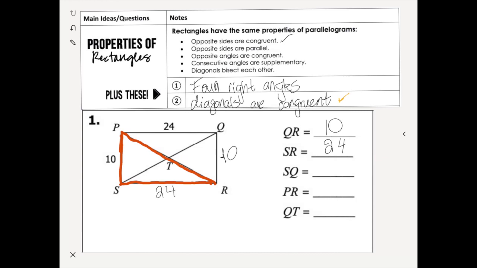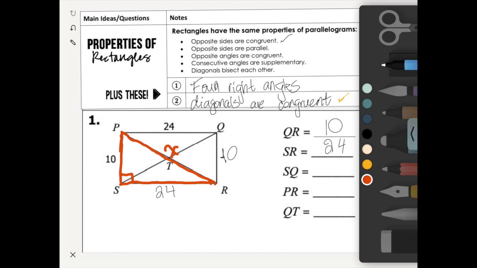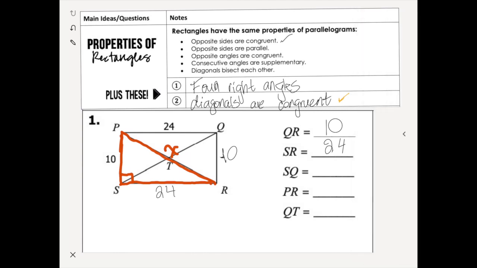So if you notice, this is a right triangle. I'm just going to draw my right angle right here. We have PS as 10, SR is 24, and we need to find this missing side right here. So we're going to use Pythagorean Theorem. If you don't remember, it's a squared plus b squared equals c squared. And c squared is always the hypotenuse, which means x is our hypotenuse because that's what we're trying to find. So we're going to have 10 squared plus 24 squared is equal to x squared.